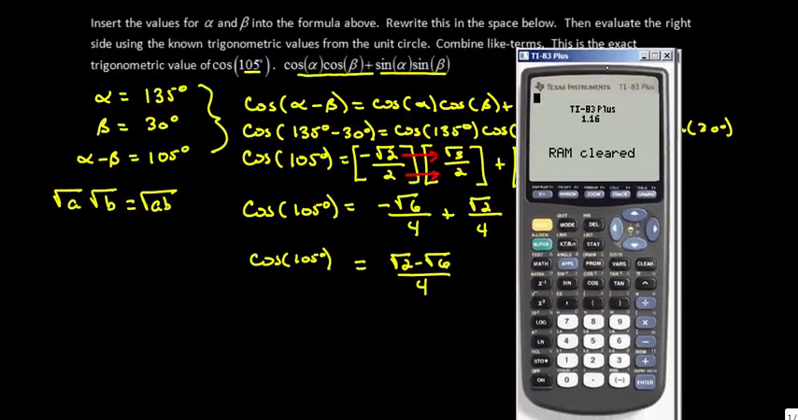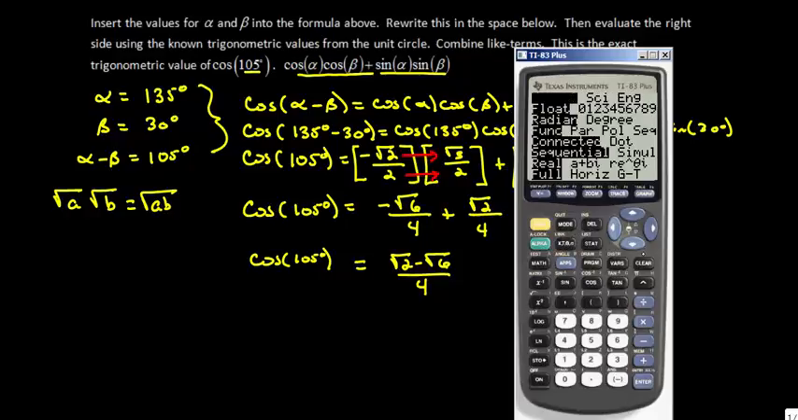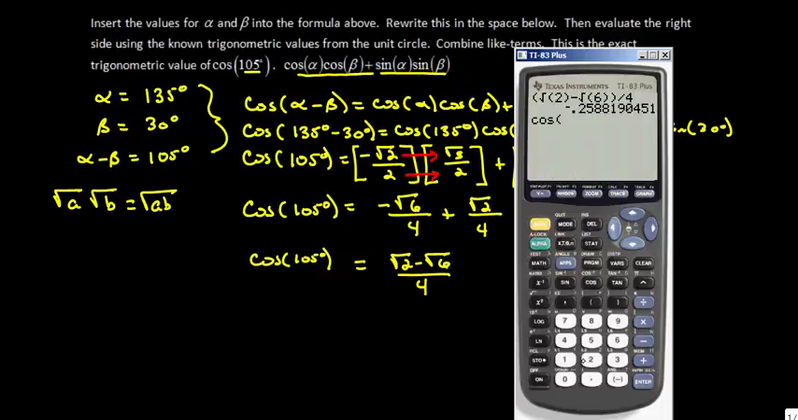So what I want to do is grab my calculator here. I just want to show you that this is the actual value of cosine of 105. So if we take the square root of 2 and subtract the square root of 6, this is obviously a negative number up here because square root of 6 is bigger than square root of 2. And we're going to divide that by 4. We get negative 0.2588. And if we take the cosine value of 105 degrees, we get that exact same number.